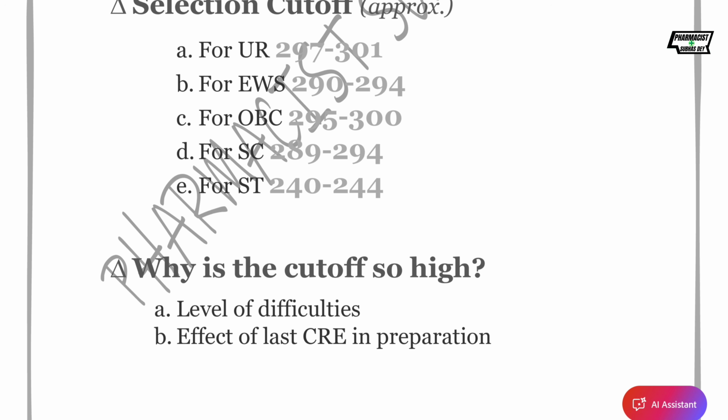And the posts are very limited this time. Last time I think more than 100 posts were there from ESIC itself. This time ESIC didn't enter this recruitment process. Only AIIMS mainly, and one or two other institutes were there. So posts were very limited, very short. This is why the cutoff went this high. I think you have got a broader idea of the selection process and the cutoff, everything regarding the result.